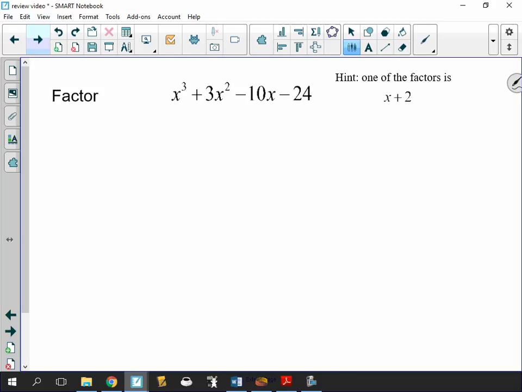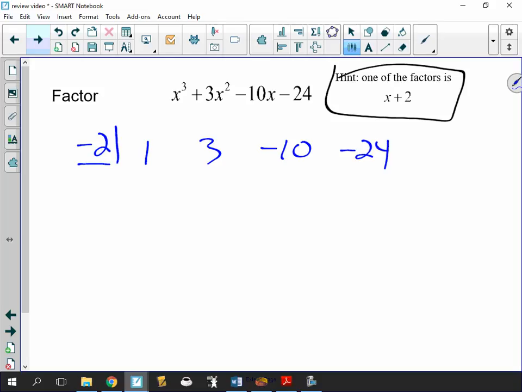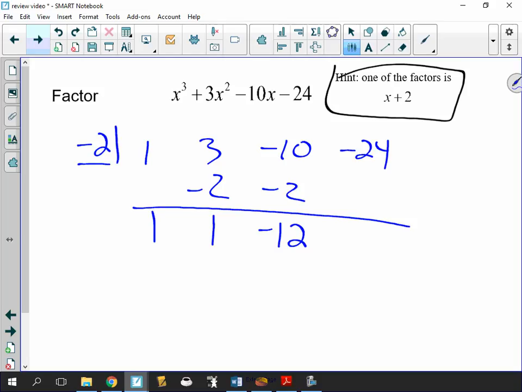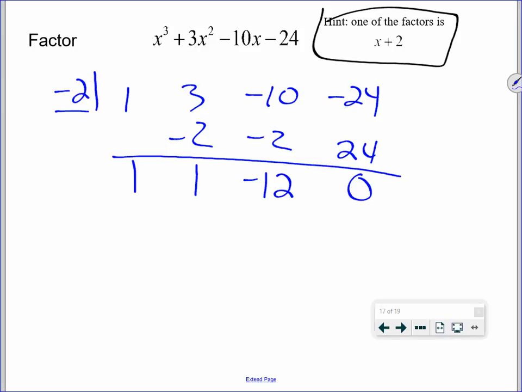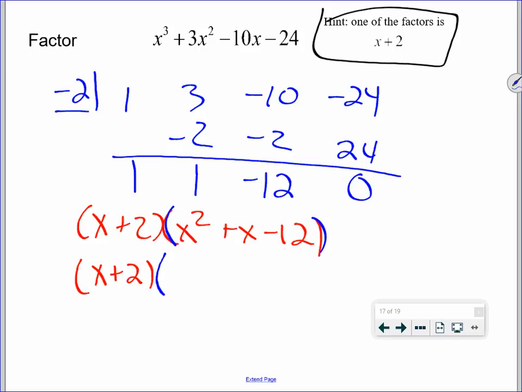Okay, now here's one of the ones where we get a hint. And so we're going to go ahead and divide this synthetically. Negative 2, and I will go 1, 3, negative 10, negative 24. Bring down the first number, multiply, add, multiply, add, multiply, add. So what this means is that I could write the original problem as x plus 2 times x squared plus x minus 12. But what I have here in this set of parentheses can still be factored. So the x plus 2 will keep, but I'll break down what's inside those parentheses into x plus 4 times x minus 3.